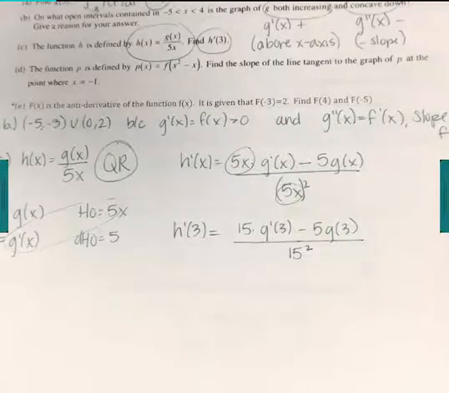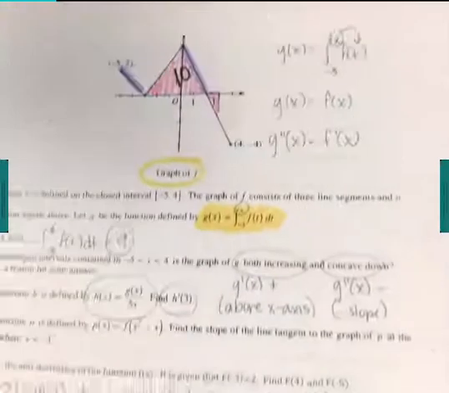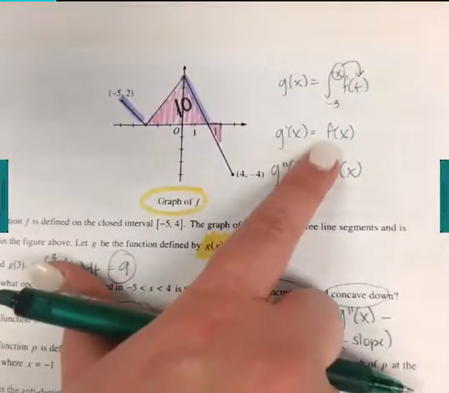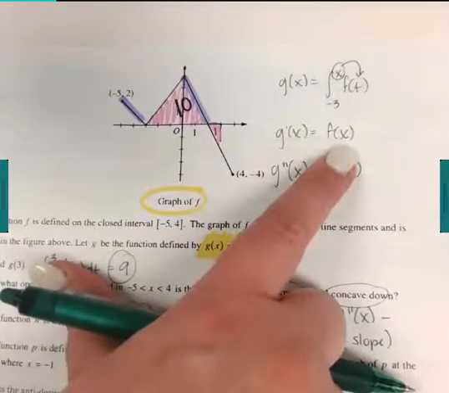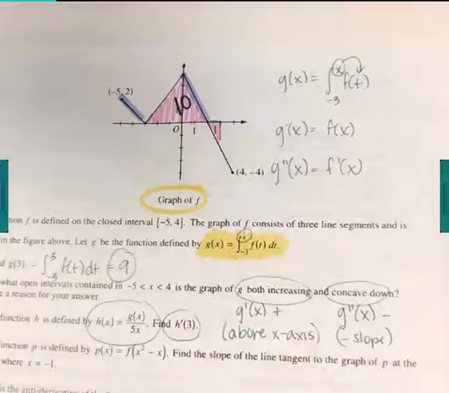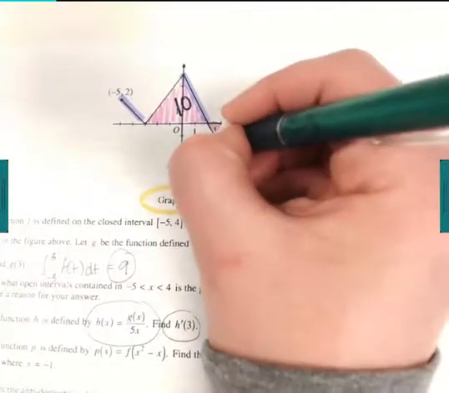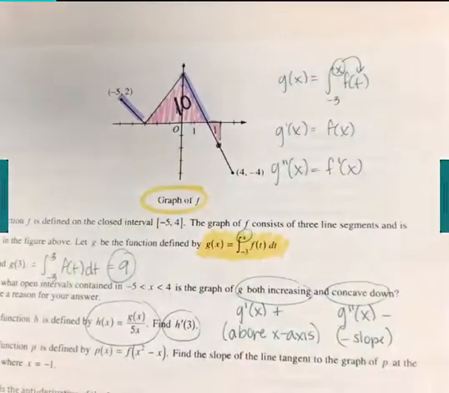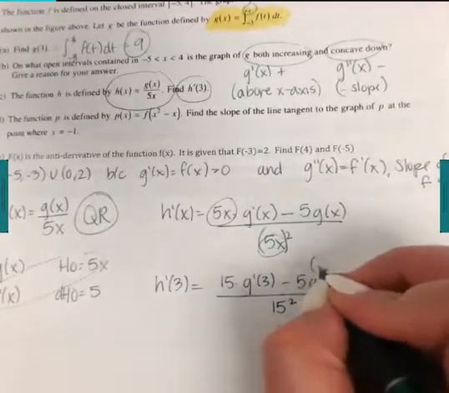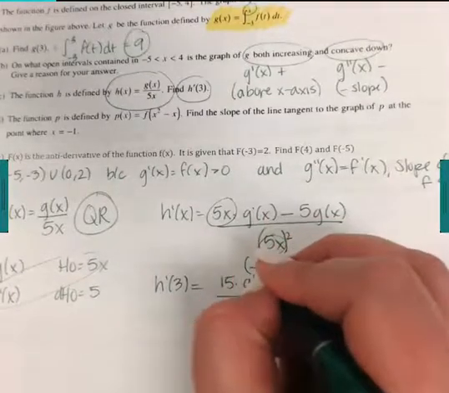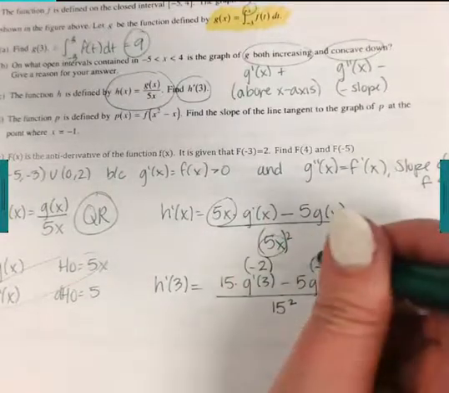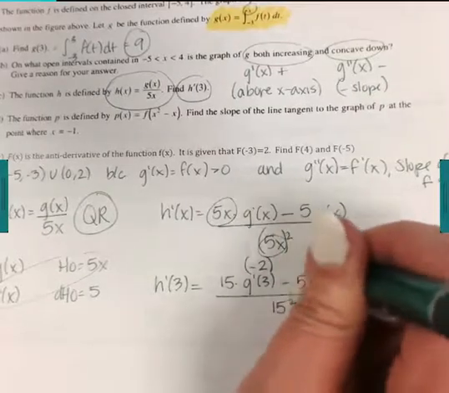So, come back up to the top. What did we say g prime is the same as? F. So if I want g prime of 3, I really want f of 3. What's f of 3? Okay, 1, 2, 3. Right there, it's -2. So this is going to be -2 in that spot. And then what is g of 3? How did you know it was 9? We did it in part A.